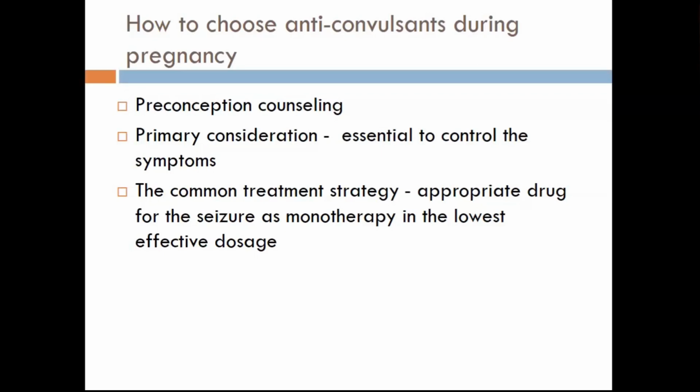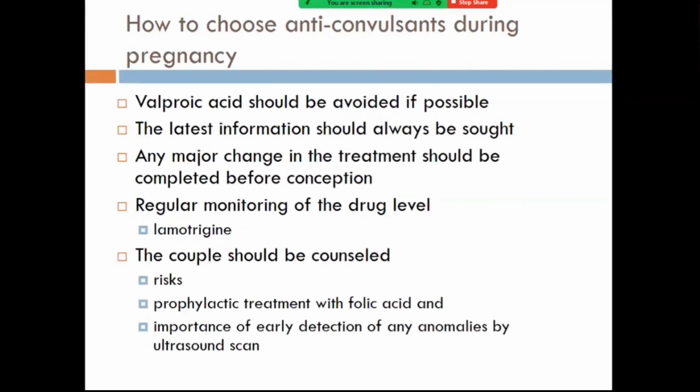So you have to titrate it before pregnancy. She remains seizure free for quite some time, maybe 6 months or more, and then she starts pregnancy. That is the best way to go about it. Valproic acid should be avoided if possible, given all its possible effects. The latest information should be sought. Any major change in the treatment should be completed before conception.